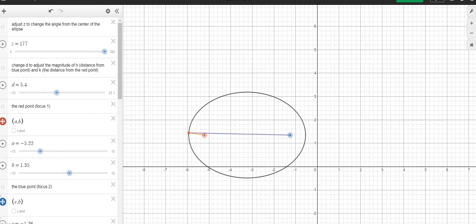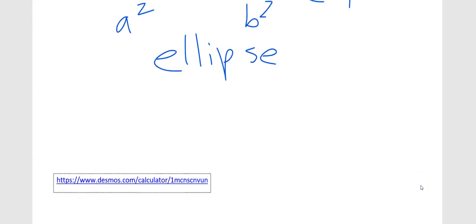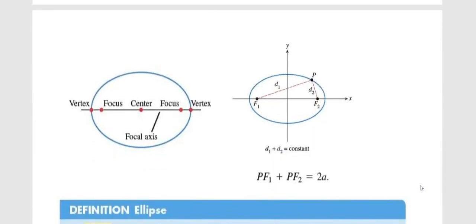So, back to our regularly scheduled programming. Every ellipse has a center. When we did our x minus h and y minus k, that was showing you the center, just like on a circle. So, h and k. We'll talk about finding the focus.